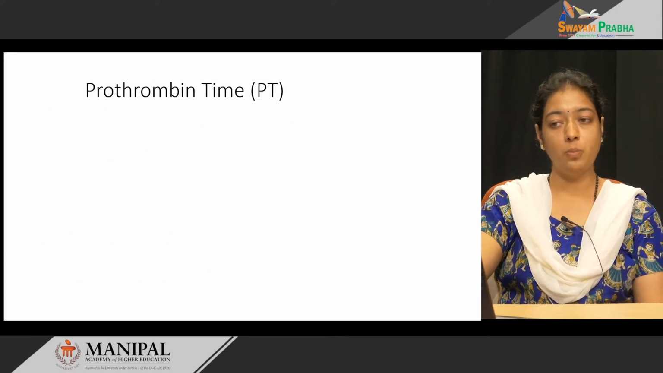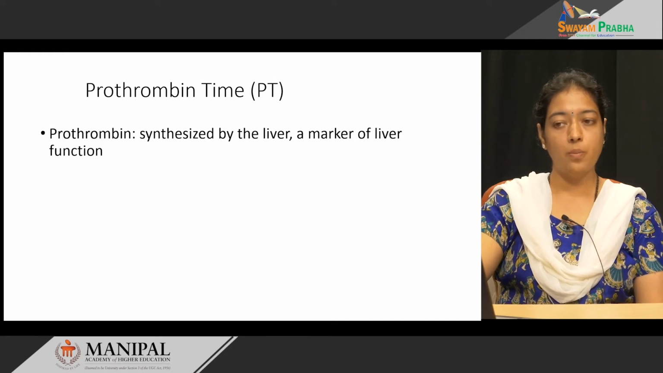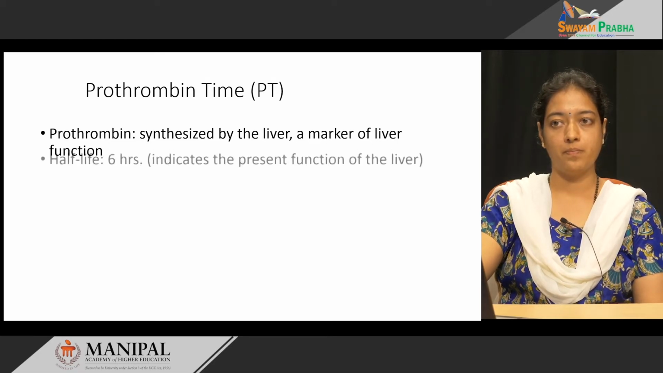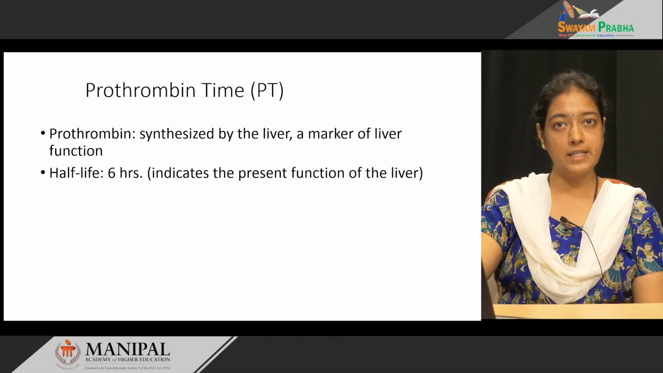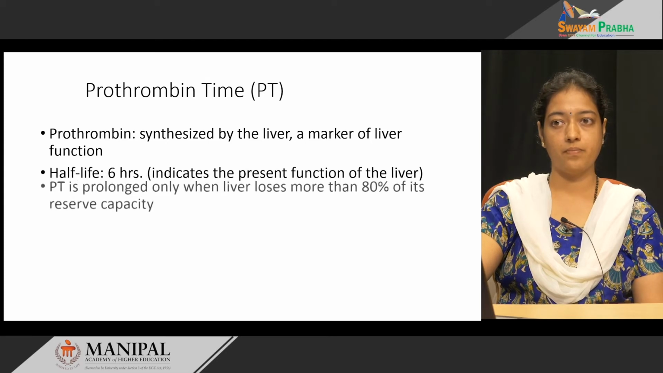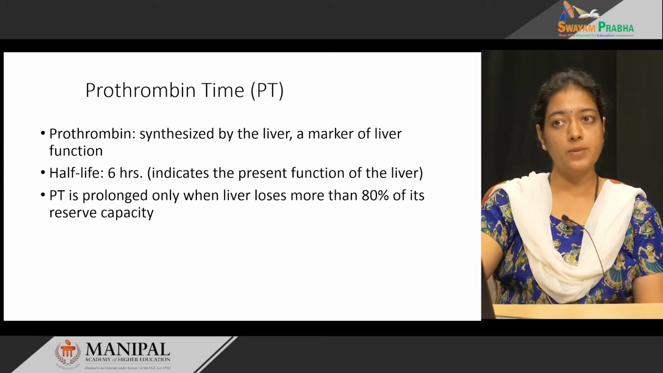Why do we have to measure prothrombin time? Prothrombin is also synthesized by the liver. It is a marker for liver function. The half-life is 6 hours, so it tells about the present functioning of the liver cells. The prothrombin time is prolonged when the liver loses more than 80% of its reserve capacity.